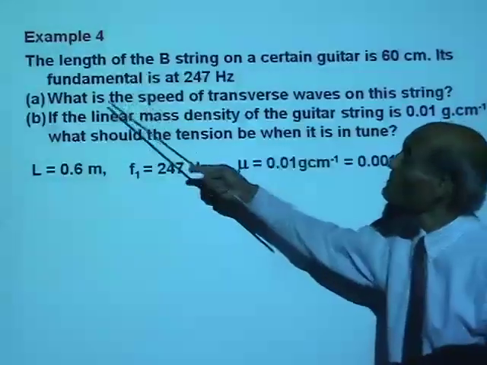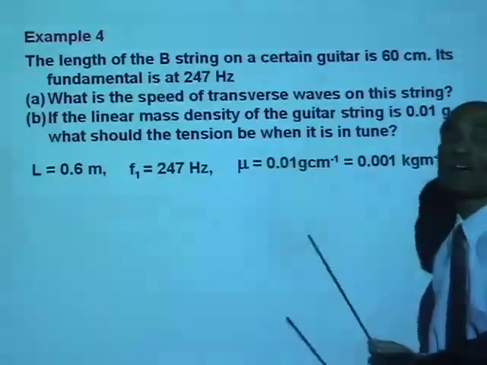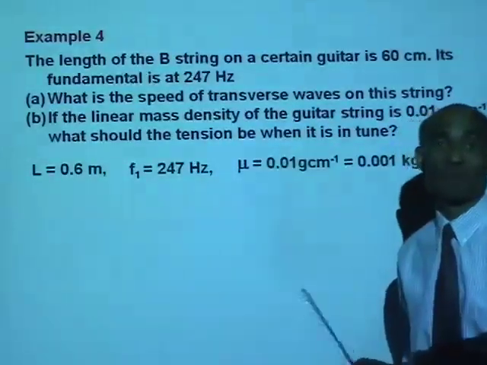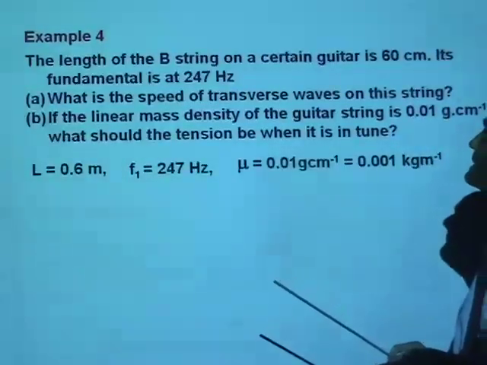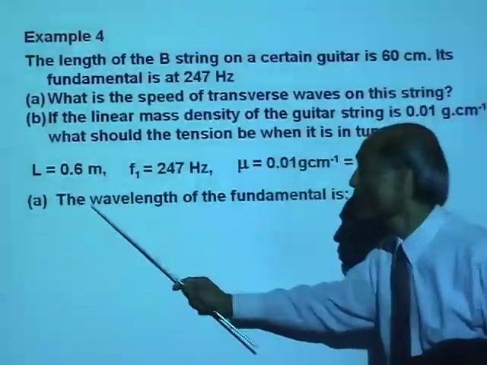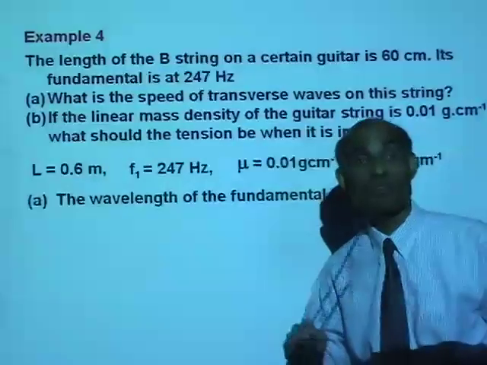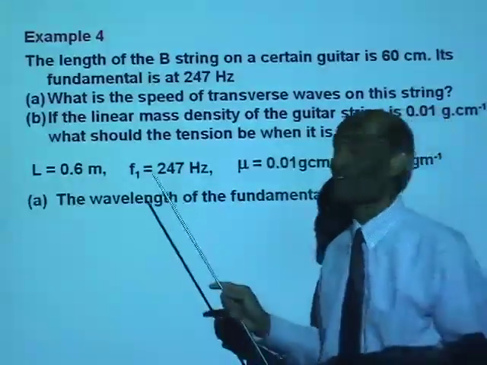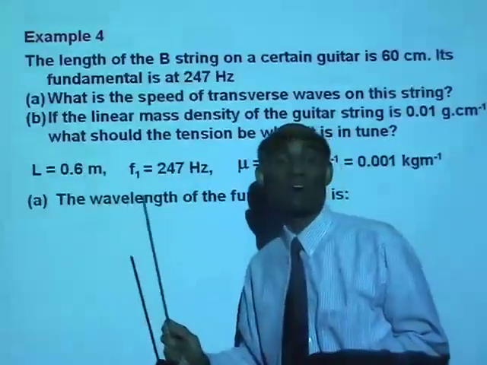All right, what do we need to find first? What is the speed of transverse waves on the string? Well, to find the speed, what are the things that we need? Well, we can find the wavelength of the fundamental. Is that right? Now, how do we find the wavelength of the fundamental? The wavelength of the fundamental is related to the length of the string.